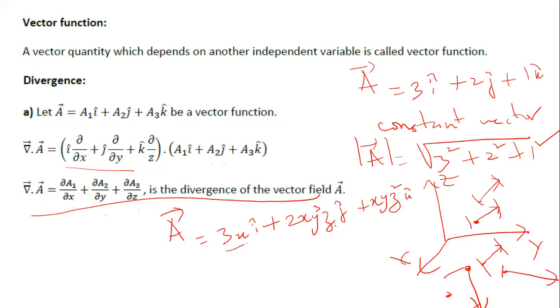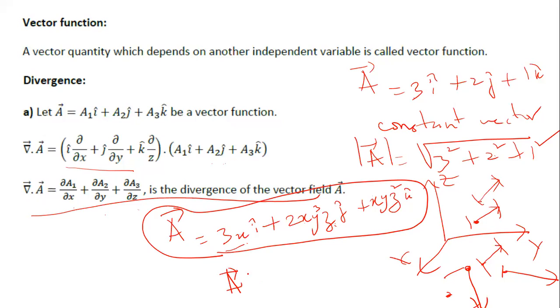I hope you understand what a constant vector and a vector field are. Vector field means a vector quantity which depends on x, y, and z. Any vector quantity that depends on x, y, and z is called a vector field.